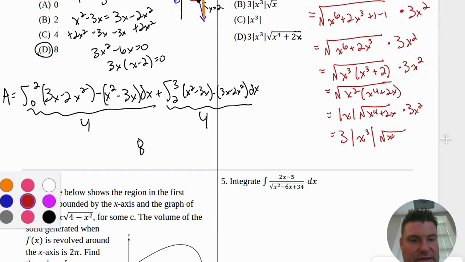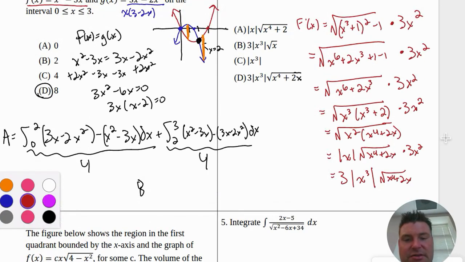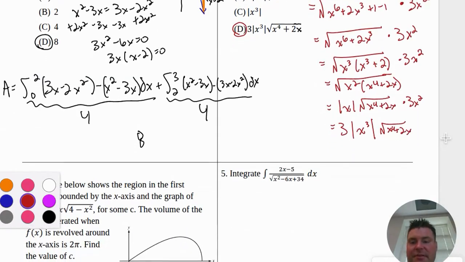X to the 4th plus 2x, which is going to give me an answer of D. All right, sorry for the confusion.